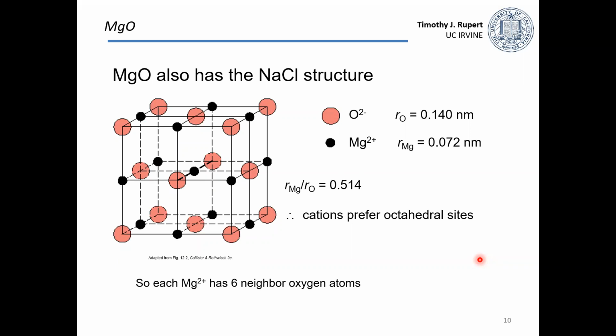You could keep doing this, lots of other systems it works for. This is just showing you another example. So magnesium oxide is a similar system. Take the ratio of the radii, it falls in that range. And if you look at the structure of magnesium oxide, it again forms that sodium chloride or rock salt structure.